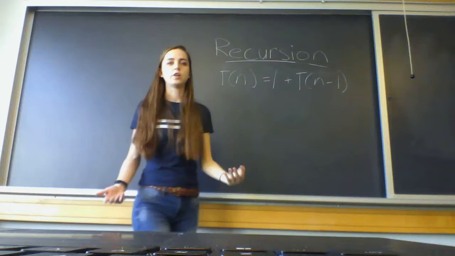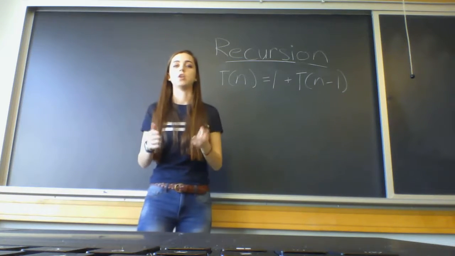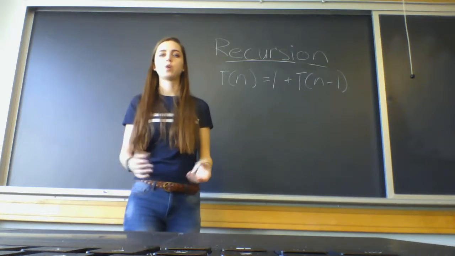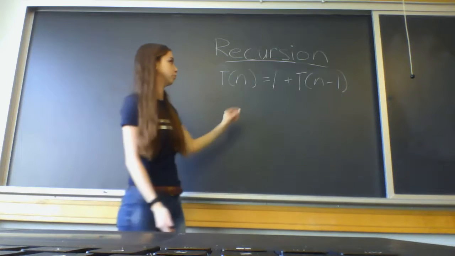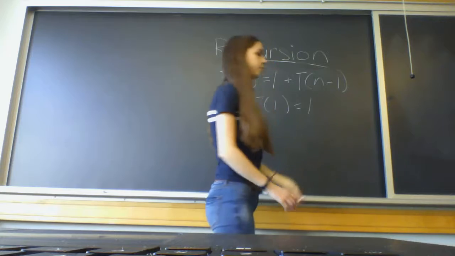What a recursive function does is it breaks up our big problem into a series of smaller problems until we reach one smallest problem where we know the answer. That smallest problem is called a termination point. An example termination point for this function would be T of 1 is equal to 1.